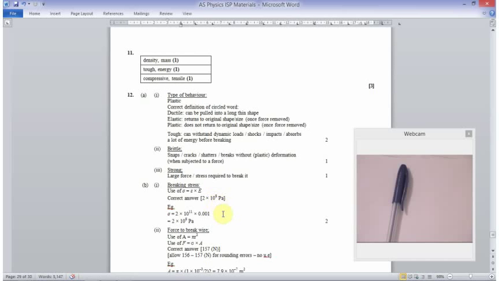So the idea is we've got our stress is equal to the strain times Young's modulus. Then you plug your numbers in, the numbers that they've given you in the question, and you end up with 2 times 10 to the 8 pascals. So it's 2 times 10 to the 11 times 0.001.